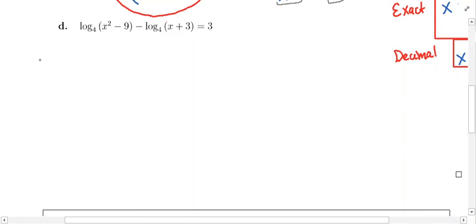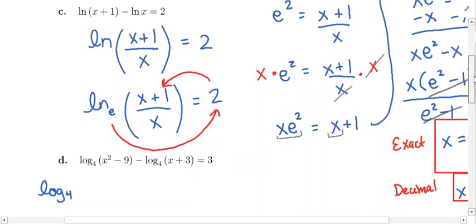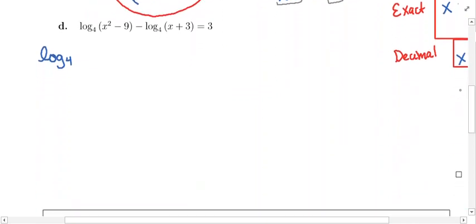So let's start by condensing the logarithms on the left side. Here we go. We've got log base 4. It will stay base 4. We're subtracting the two logarithms just like we were doing in part C. So we know subtraction turns into division. So this is going to be log base 4 of the first quantity, that's going to go in the numerator, x squared minus 9, divided by the second quantity here. So the denominator here will be x plus 3. Again, subtraction turns into division. We've combined the logarithms into 1 base 4 logarithm. The right side is still going to equal 3.